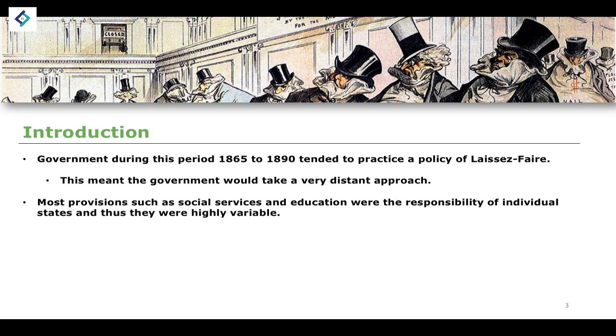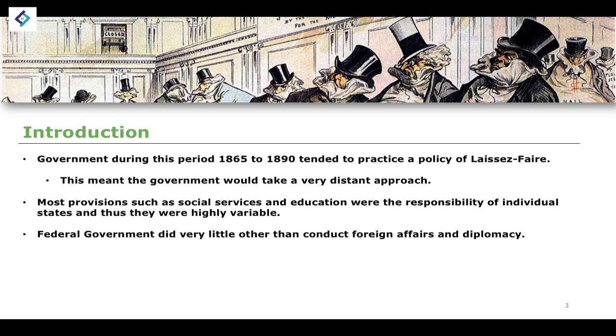So with education, for example, you might get a different type or different quality of education depending on which state you lived in the United States. If you lived in Florida versus if you lived in Texas, for example, what would the difference in education be? Well, that would be up to the state governments rather than imposed by the federal government at a federal level. That is basically the idea of laissez-faire. The federal government did very little also other than to conduct foreign affairs and diplomacy. And even when we talk about foreign affairs and diplomacy, which we'll get to in future lessons, they were relatively isolationist during this period as well.